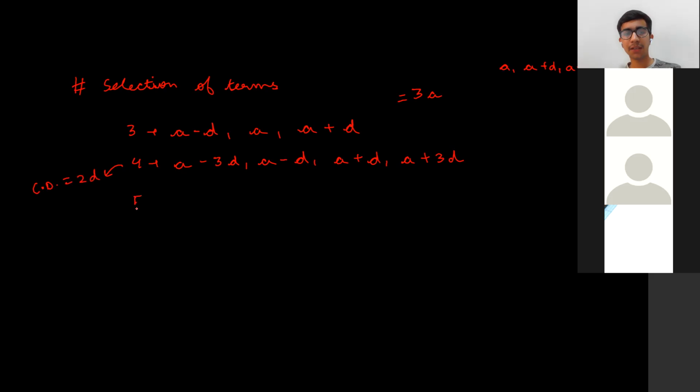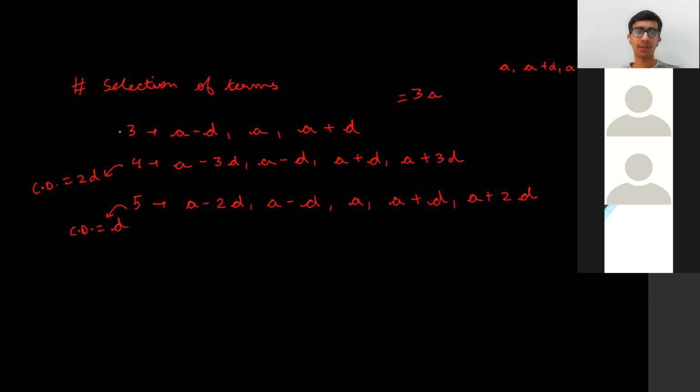And I'll tell you for 5 terms too. So for 5 terms, it's A minus 2D, A minus D, A, A plus D, A plus 2D. Okay. So here the common difference is D only. Here again the common difference is D. Okay. So this is how you select terms for an AP.